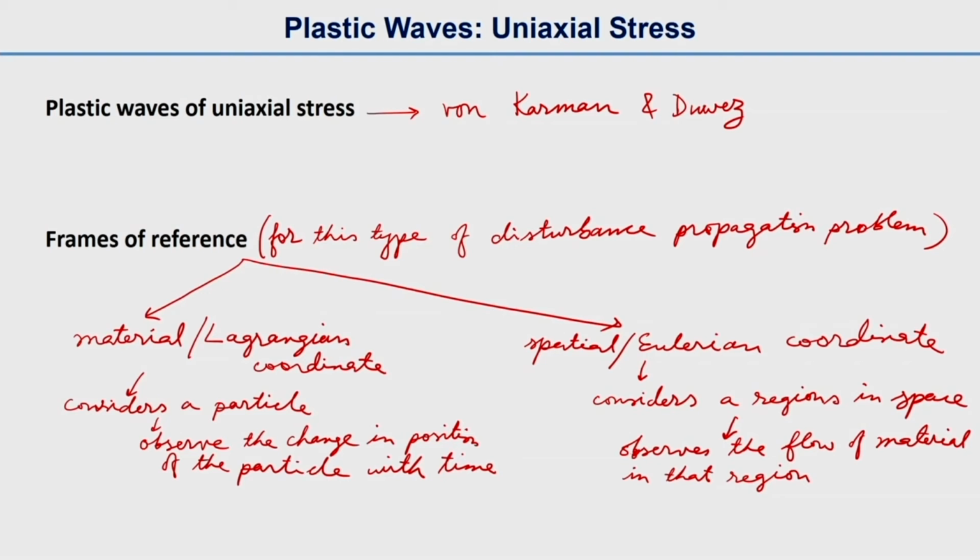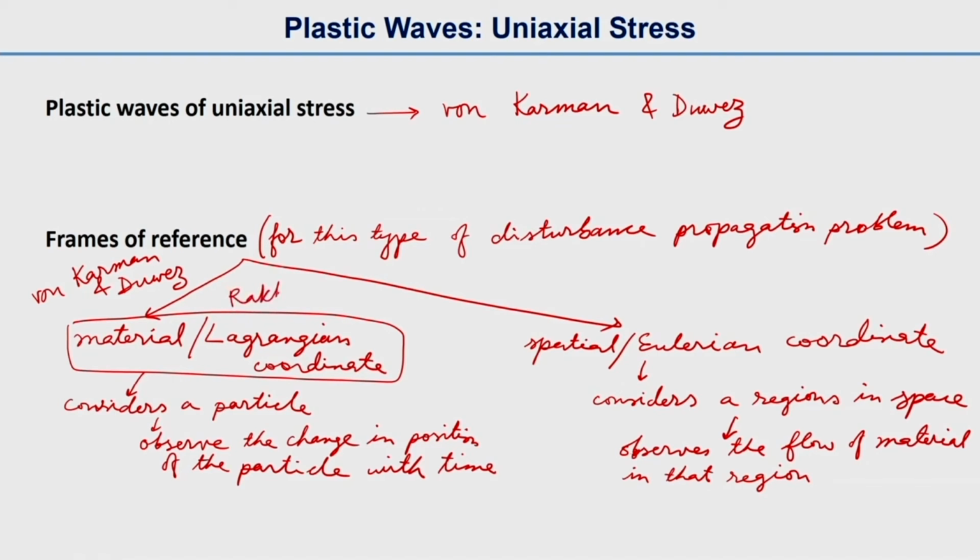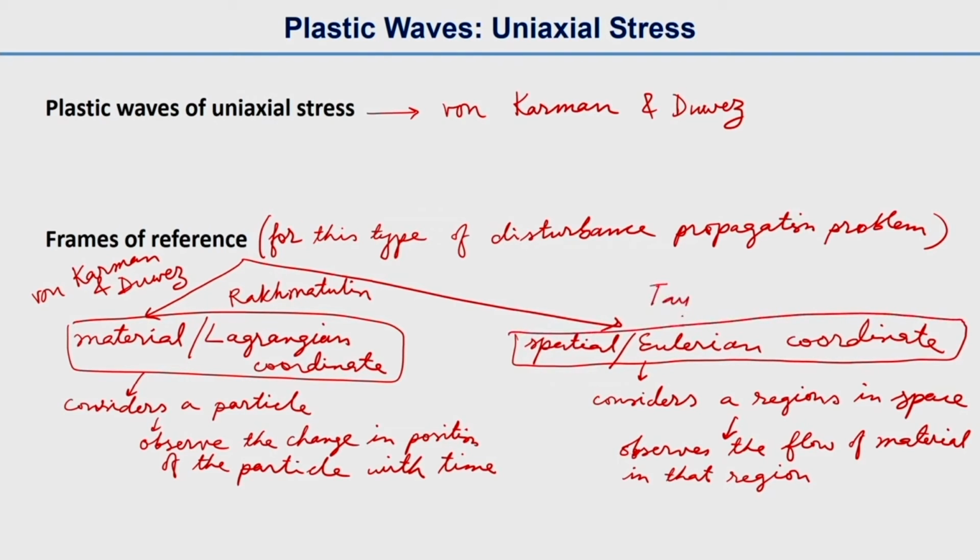For the material and Lagrangian coordinate, they used von Karman and Duez, and also Rahmatulin. They used the material and Lagrangian coordinate, and on the other hand, the spatial or Eulerian coordinate, Taylor used for his theory of plastic wave.